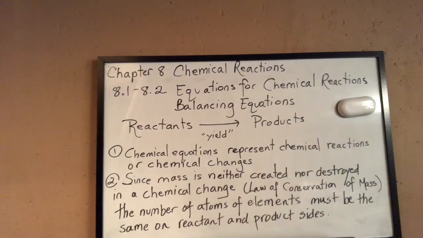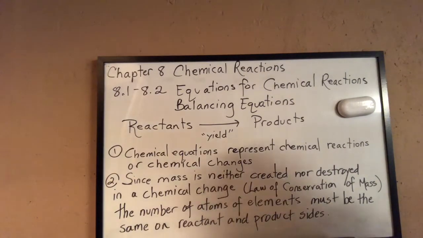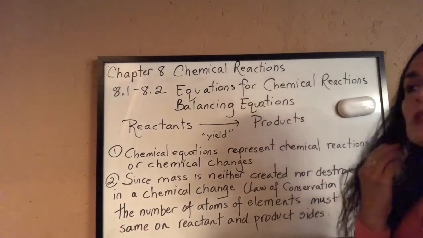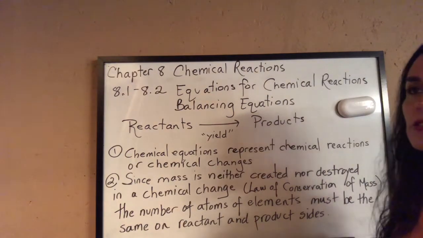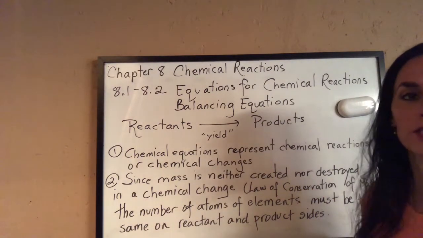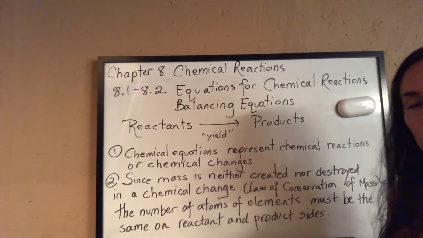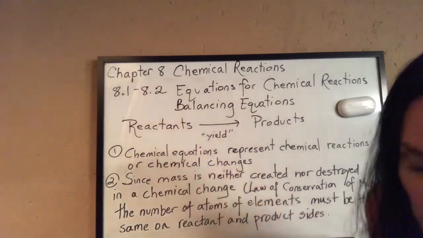So we're going to talk about some things that we see in chemical equations, and we're going to talk about how to balance chemical equations, followed by different types of reactions and balancing more equations of different types of reactions.